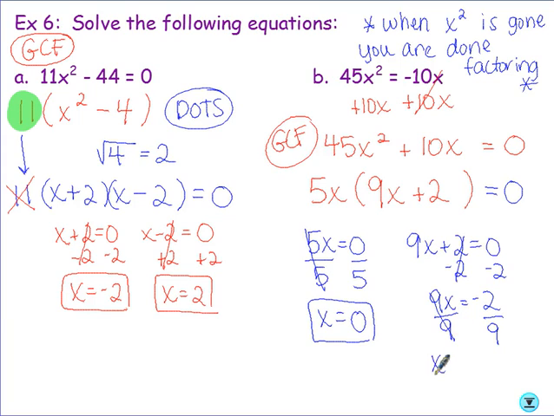Your calculator should give you a repeating decimal here. Negative 2 divided by 9 is negative 0.2 repeating, or if you hit math, enter, enter, it's also negative 2 over 9. And that is the end of the lesson, and I will see you next class.